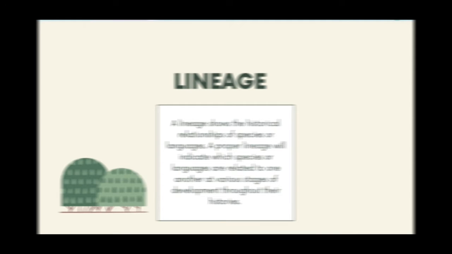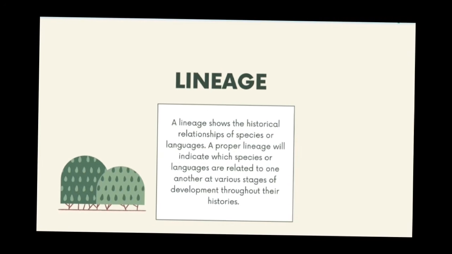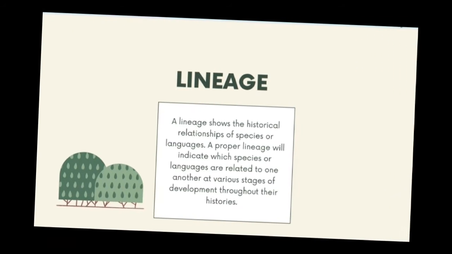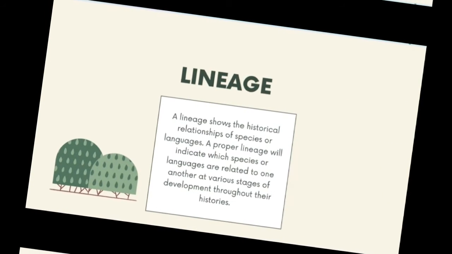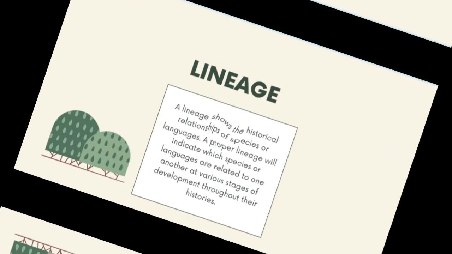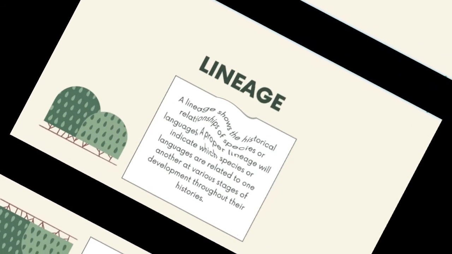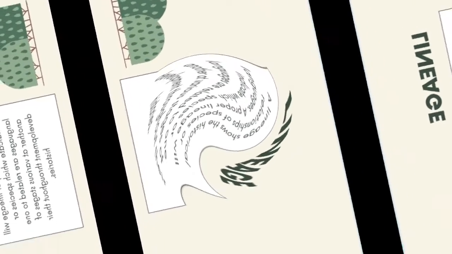And then, the lineage. A lineage shows the historical relationship of species or languages. A proper lineage will indicate which species or languages are related to one another at the various stages of development throughout their histories. While both species and languages form lineages, in language, transmission can occur horizontally, that is, across lineages, when, for example, changes are introduced into a language from outside sources.